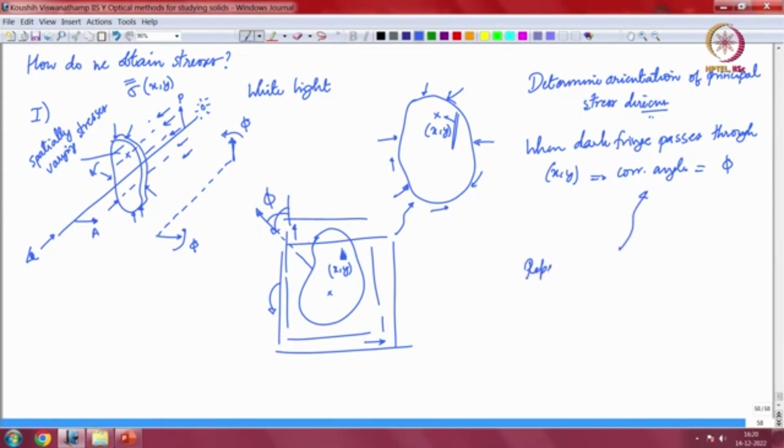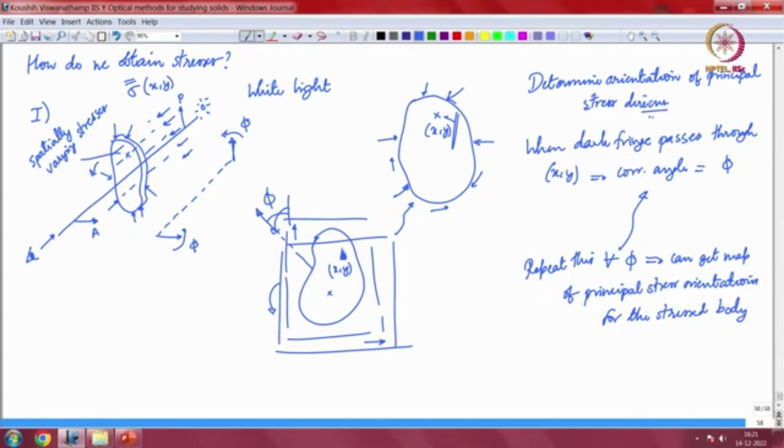So if you repeat this for all phi, you can get the entire principal stress orientations for the object, right, for the stressed body. So now at every point you know in what direction the principal stress direction is, you know how it is pointing. Okay, so that is the first step. If you have done that step, then you have gone through half the problem.